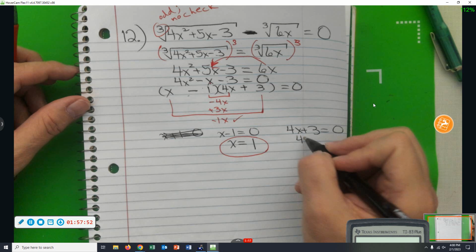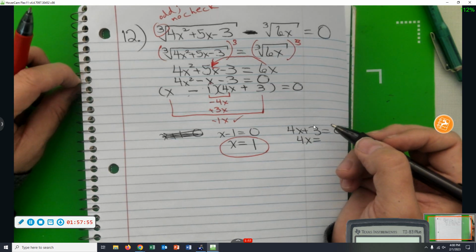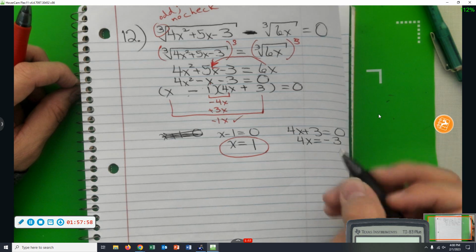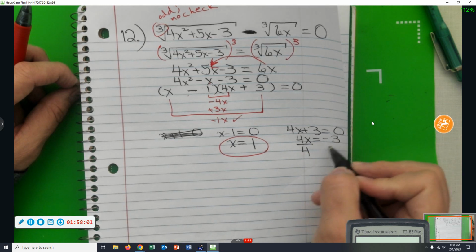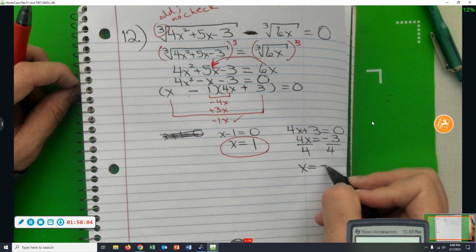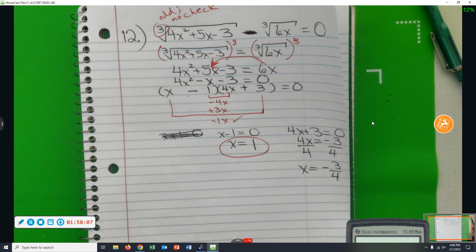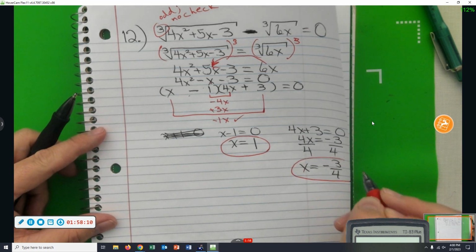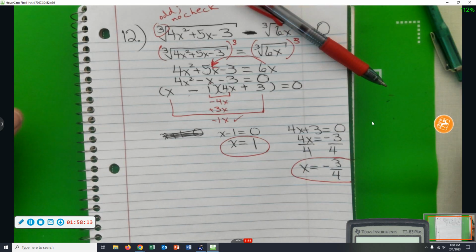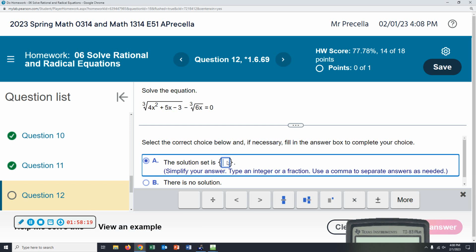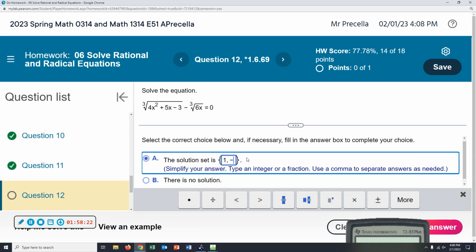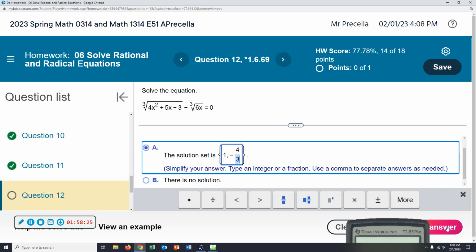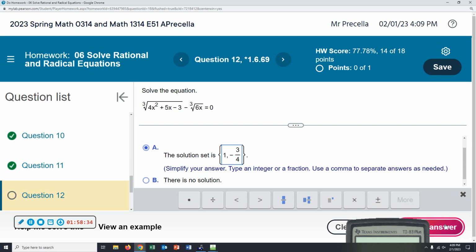Here this says 4x is equal to negative 3, and then we divide by 4 to get x equals negative 3/4. One and negative 3/4. No, actually, negative 3/4. Oops, sorry. Did I type it right now?